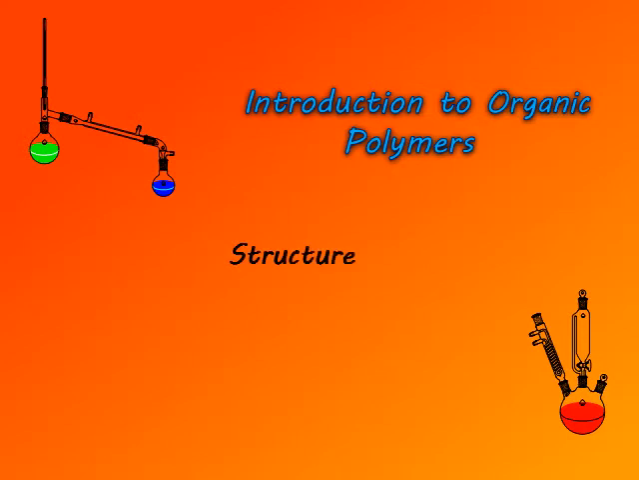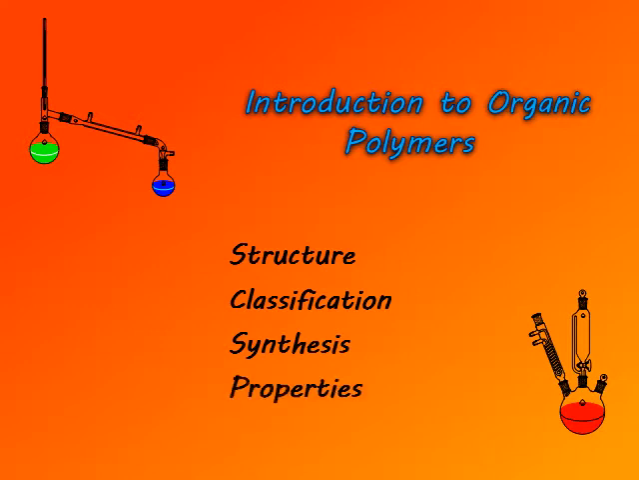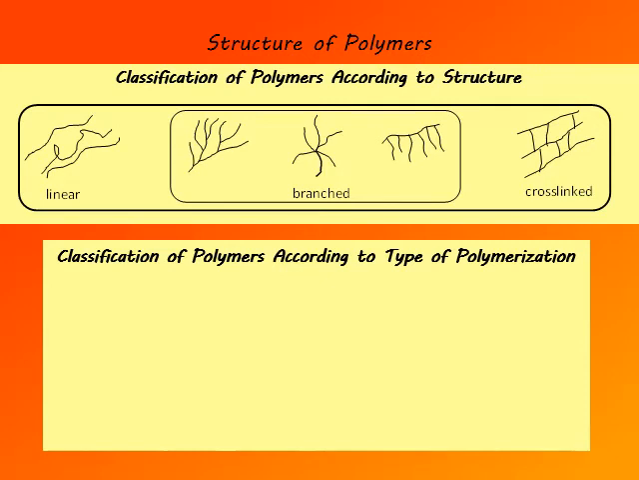And we'll only briefly review them. We'll review their structure, classification, synthesis, and properties of organic polymers. We classify organic polymers either according to structure or according to type of polymerization. According to structure, there are two large groups of polymers, linear and branched.